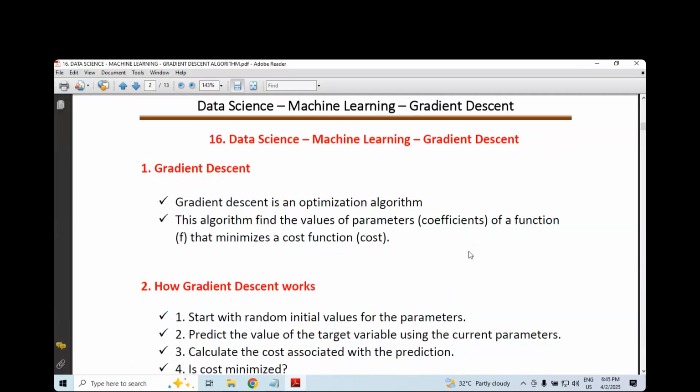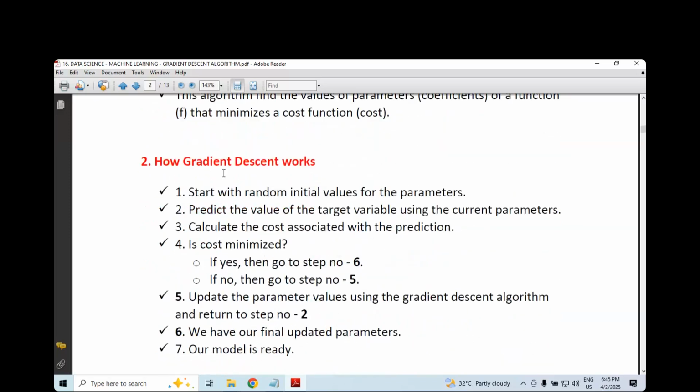Prepare the theory. Theory is important. Gradient descent is an optimization algorithm. This algorithm finds the values of the parameters. I already told you many times what a parameter is: the coefficient of a function that minimizes the cost function. This algorithm takes care of finding and assigning the parameter values.